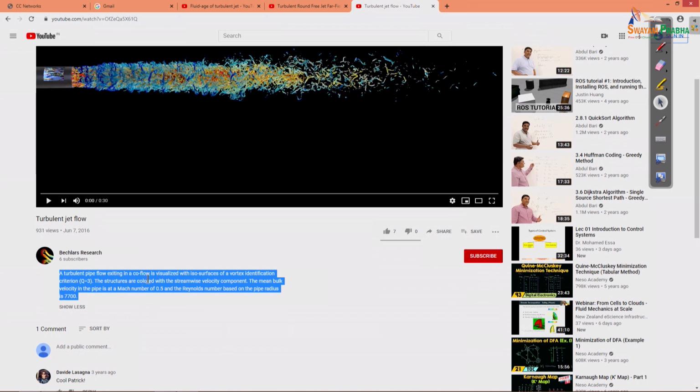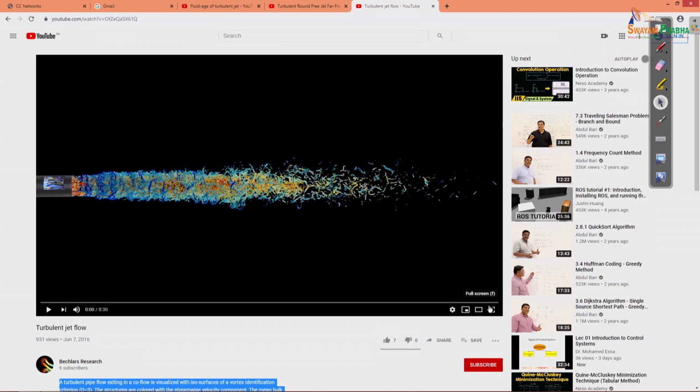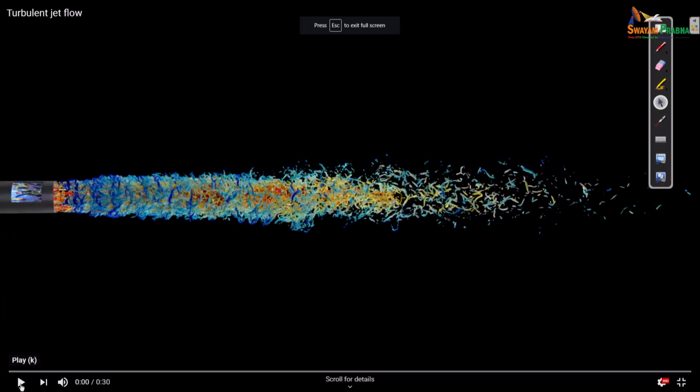Flow exiting in a co-flow is visualized with isosurfaces of a vortex identification criteria. The structures are colored. So this is important. The structures are colored with a streamwise velocity component. The mean bulk velocity in the pipe is at a Mach number of 0.5, and the Reynolds number based on pipe radius is 7,700. It's around that. Okay, less than all 10,000. Okay, so let us do that.